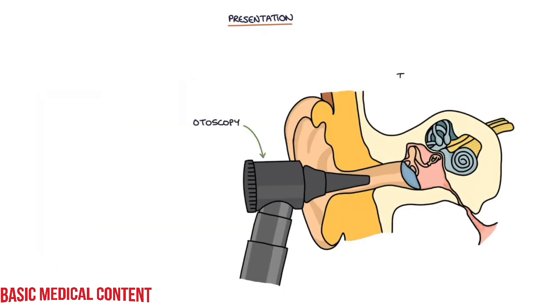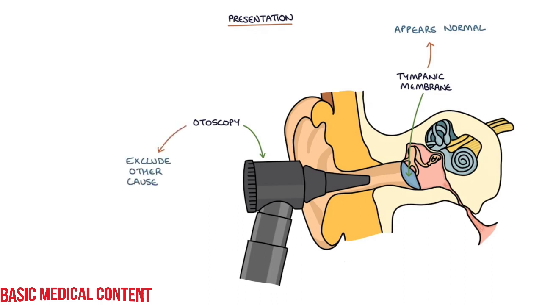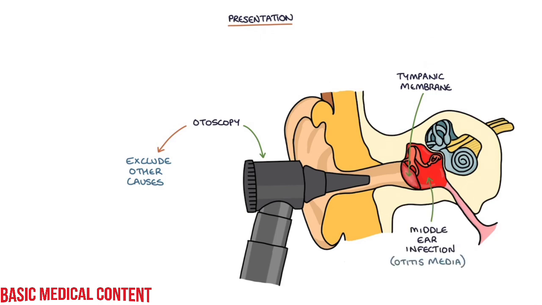Otoscopy to visualize the tympanic membrane may appear normal, but it's important to do this in order to exclude other causes, for example, a middle ear infection or otitis media.